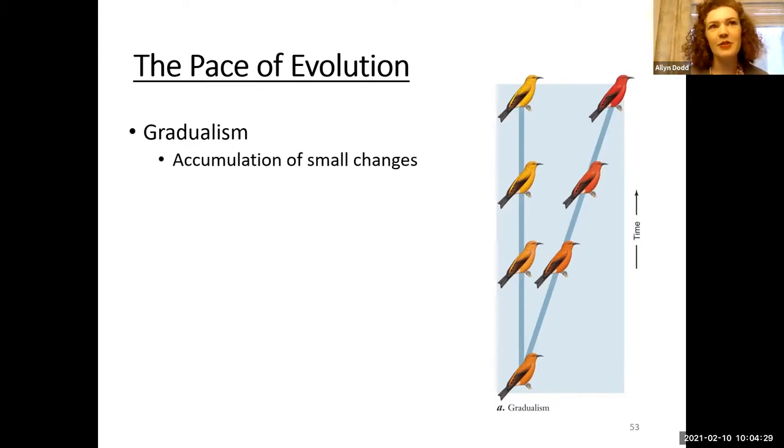So you had various schools, really, well, you still kind of have some, mostly had schools about the pace of evolution. And there were all these theories about how it happened in terms of the rate. And so the main ones were gradualism, which is basically where you have the accumulation of small changes. And this was like the main thing for a long time. And then it changed.